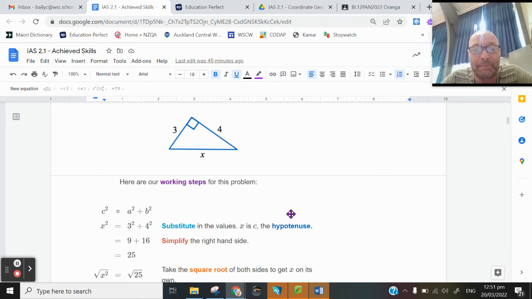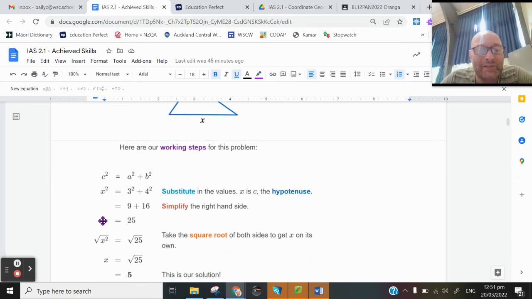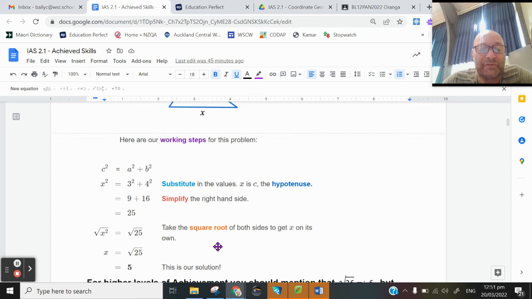Now we'll simplify, substituting in and simplifying. 3 squared, 3 times 3 is 9, 4 squared 16, those add to 25. So x squared is 25. We want to get x, not x squared. So how do you undo squaring? Very good. Square root. So the square root of x squared gives x, and the square root of 25 gives 5. So there's your solution. The length of x is 5.